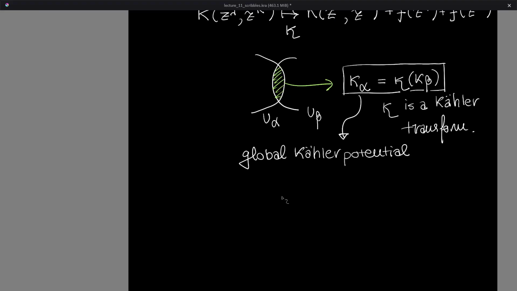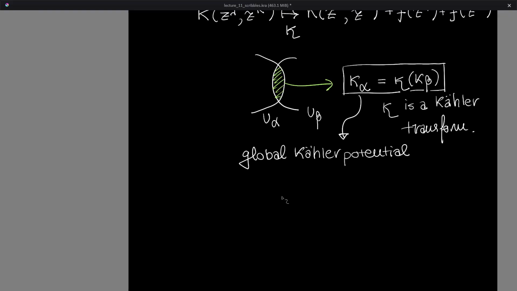So the thing is that on a Kähler manifold, if it's compact, then we can define a Kähler potential globally. But if it's non-compact, we're not ensured the existence of a global Kähler potential, and so we can still make a global Kähler potential by patching together local Kähler potentials using this compatibility condition.